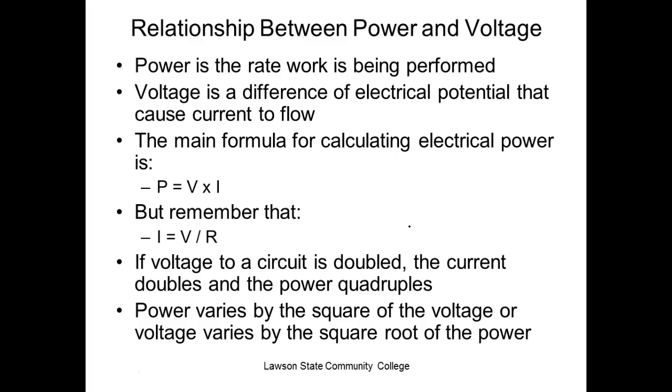Power is the rate at which work is being performed. Voltage is the difference in electrical potential caused by current flow. The main formula for calculating electrical power is power is equal to V times I. But remember that I is equal to V over R. So if I double the voltage applied to a circuit, what happens to the power in the circuit?